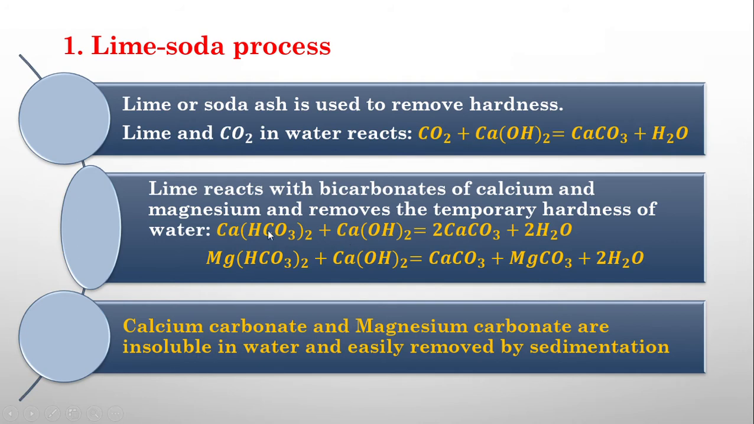So for removing temporary hardness also, we can use this process. As we have discussed earlier, temporary hardness is caused by bicarbonates of calcium and magnesium. This calcium and magnesium bicarbonates react with this lime to form calcium carbonate, which is again a precipitate, as well as magnesium carbonate, it is also a precipitate. So the temporary hardness of water is removed.